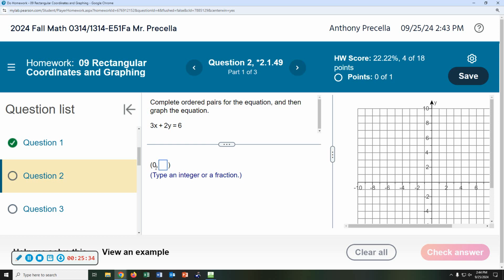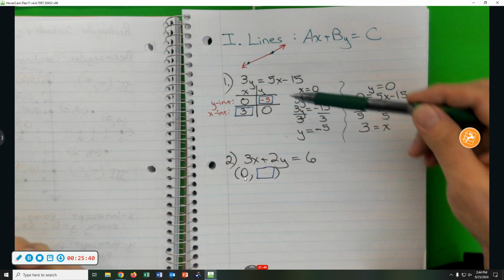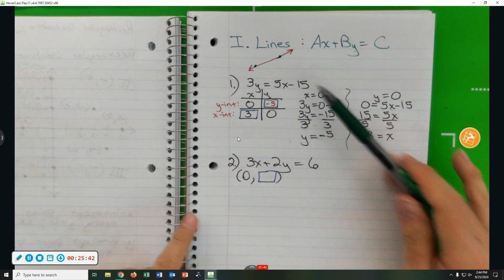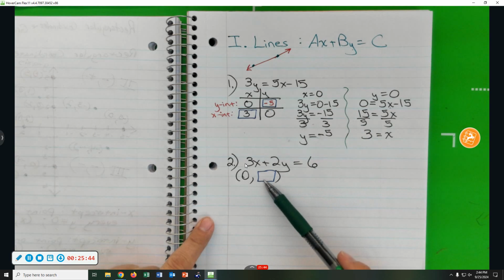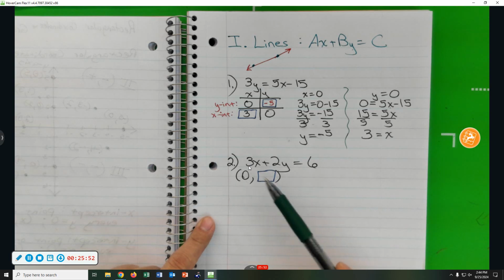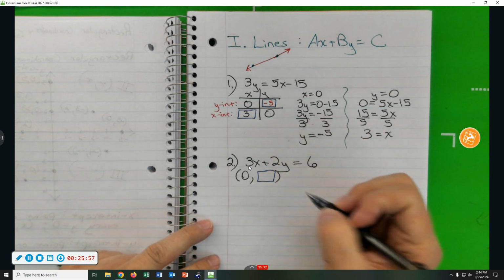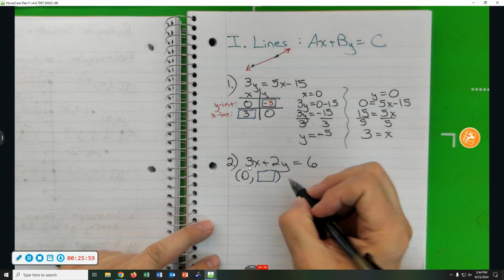So it's saying the same thing. Switch to my paper. It's saying to do the same thing that we did up here. Here they used a table. Now they're representing it in ordered pairs, but it's still the same idea. The first number is always x. So plug in 0 for x and find y. So here we go. We're going to plug in 0 for x.